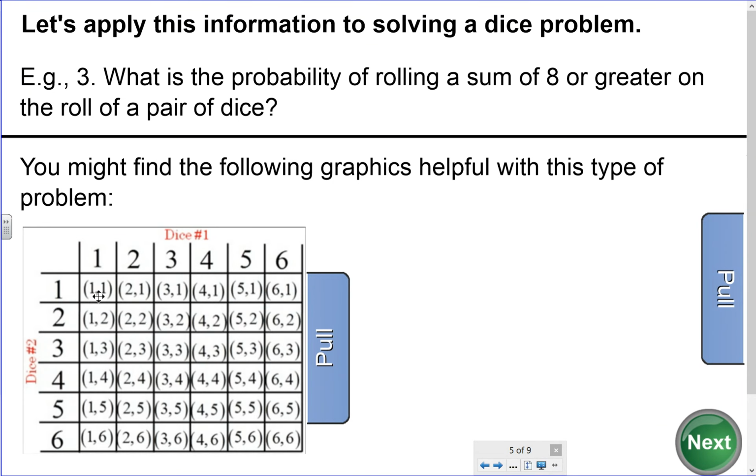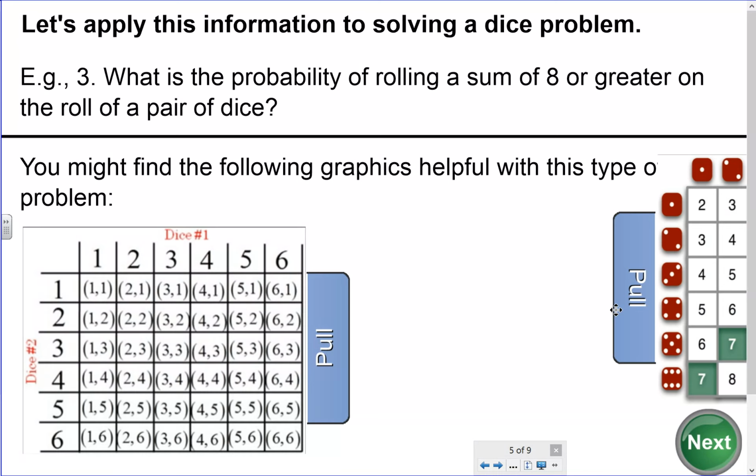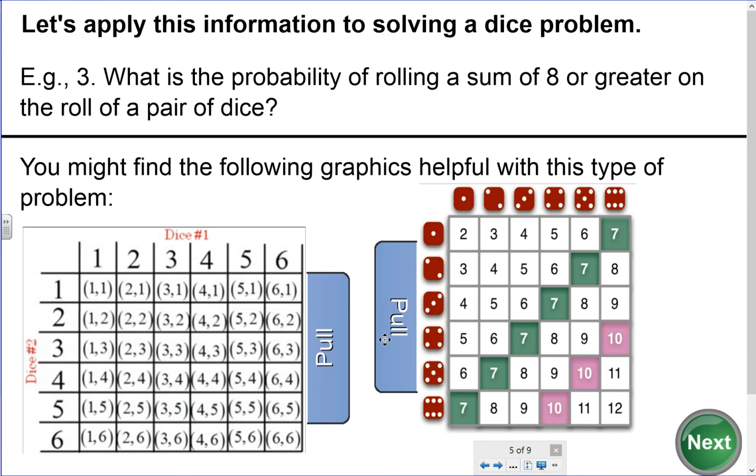Each of these ordered pairs can be combined to create a sum. And this particular graphic here is the result of combining those. So this is a table of sums. As you can see, this 6 by 6 array gives us 36 sums. And across the longest diagonal, the 7s represent the most frequent sum of all.